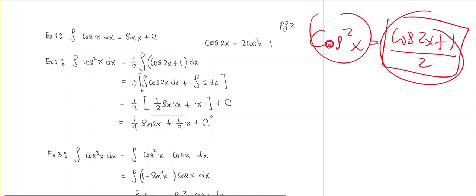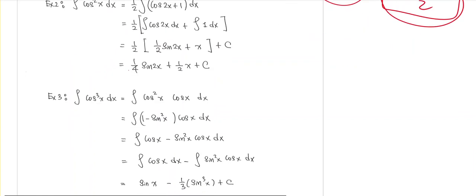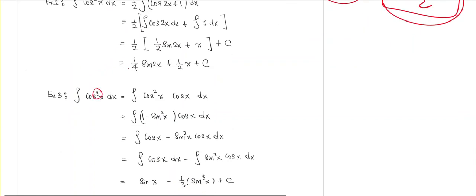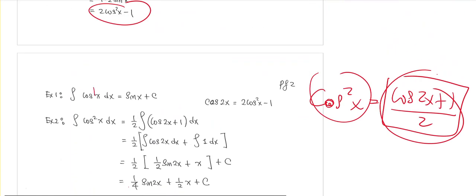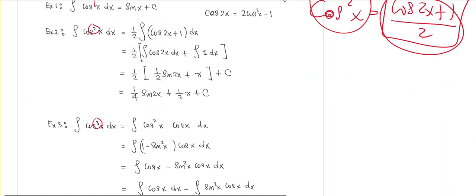Now let's make the question slightly more complicated. What happens if you raise the power to 3? We know how to do power 1, we know how to do power 2, how about 3? The trick for this is that we will try to make this even, because we know how to do the even power. So we have a lot of cosine x, we can take one of them, pull it out, so you have cosine square x left here.